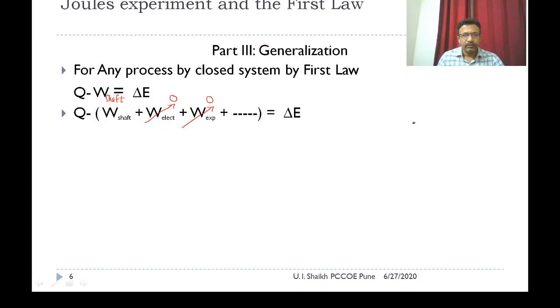Now we'll pay attention to the right hand side. Let us generalize this term also. As far as Joule's experiment was concerned, which type of energy was changing? We did not discuss that yet. Was it kinetic energy that was changing? Was it potential energy that was changing due to addition of the work? No. Neither the kinetic energy of the system changed nor the potential energy of the system changed.